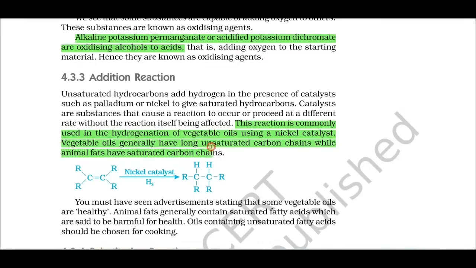Vegetable oils are generally long unsaturated carbon chains, whereas animal fats are saturated carbon chains. So you can convert the unsaturated carbon compounds to what? Saturated hydrocarbons or carbon compounds in the presence of palladium or nickel as a catalyst. This addition reaction has an industrial application, that is, it is used in the hydrogenation of vegetable oil. This reaction is used in industries, right? Conversion of the vegetable oil into what?